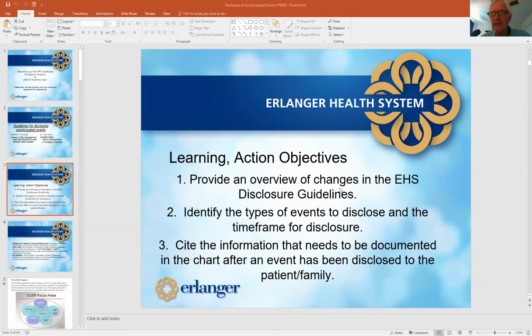One of the biggest issues is you can disclose to a family, but if you don't document it in the chart, then as far as legal is concerned, it never happened. So you have to make sure that you document it in the chart.